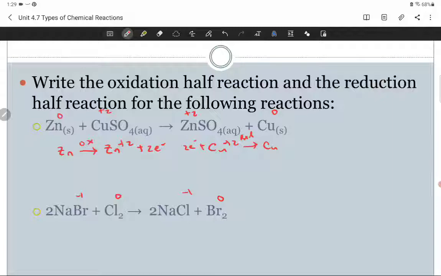So there are our items. So bromine -1 going to Br2, we'll have to go and do that. Electrons on the right side, so that's oxidation. And then chlorine gas going to chloride ions. We'll put the 2 electrons over here, so that is reduction.